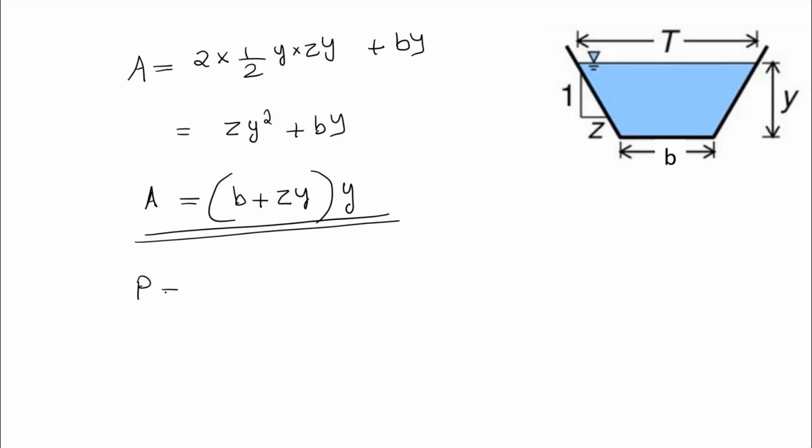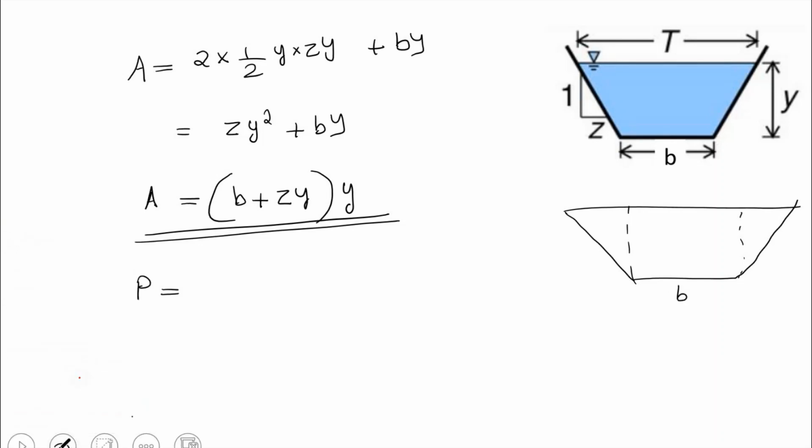Now we have to find out the perimeter. Now we have a triangle, two triangles and a rectangle. We know the perimeter is the length of this side slope plus base width plus another side slope, right? So we have this one as y and this is zy. Then the length of the side slope will be root of zy whole square plus y square, right?